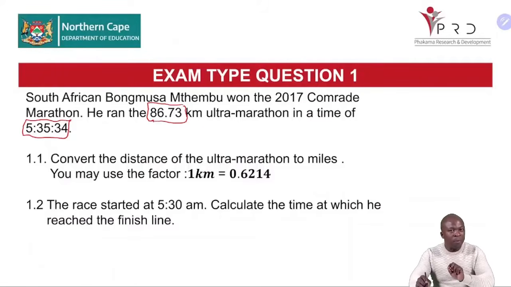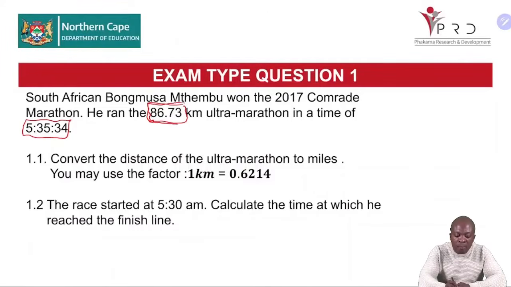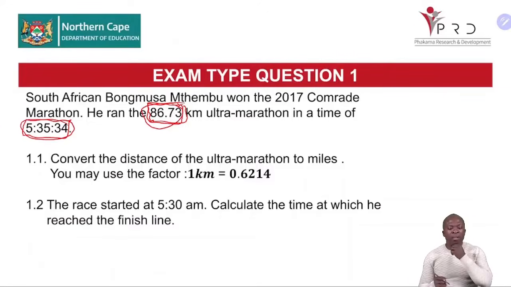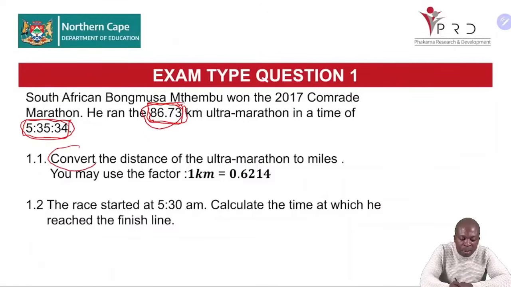But look at what I'm doing. As you read, I want you to highlight the key information that the examiner gives to you. It is very important, my learner, because once you're able to highlight, you will know what you have been given and then you will know what the examiner wants from you. So as you read, highlight the key information as well as all relevant items that are needed. Let's look at the first thing. The examiner says convert.